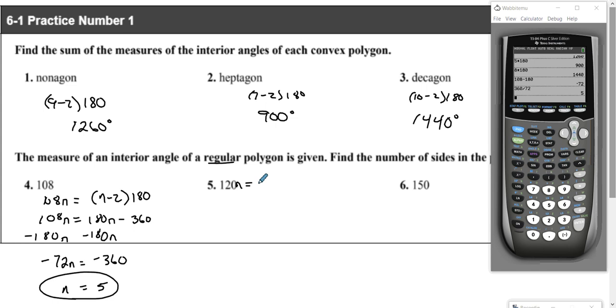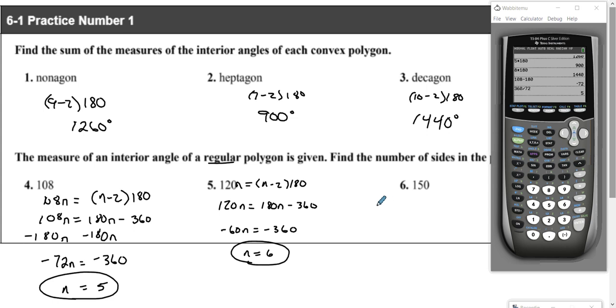120n equals n minus 2 times 180. So 120n equals 180n minus 360. Subtract 180n from both sides, we get negative 60n equals negative 360. Divide by negative 60, and we get n equals 6.